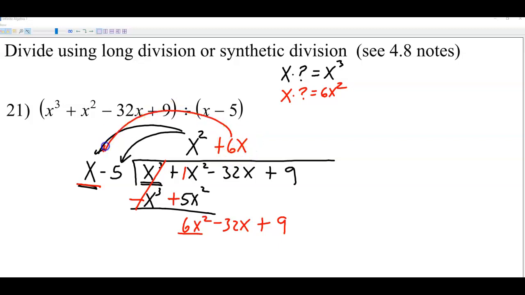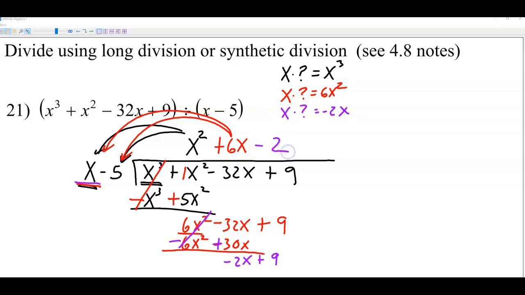Repeating the process from before, you're going to multiply that times both of these, and you put your answer at the bottom. So 6x times x is 6x squared. 6x times negative 5 is negative 30x. And then you're going to subtract once again, which changes the sign. These cancel out, and I'm left with negative 2x plus 9. Repeat one more time, I think we'll do it. Now we ask ourselves, what would I multiply x by to get negative 2x? And that would be negative 2.